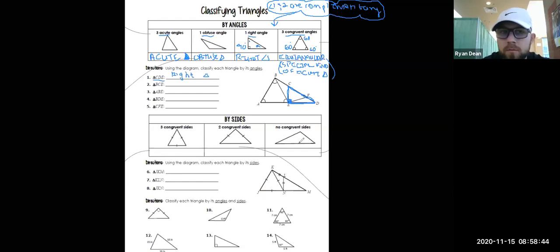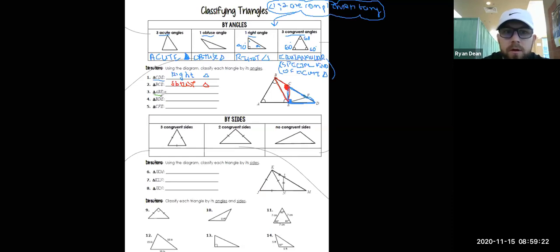Okay, the second one, BCE. We'll do this one in red. So we have B, C, and E. Now this one's a little difficult to classify just because we don't have any angle measures, but you can just tell that right here, this angle in red, is going to be bigger than 90 degrees. Okay, so if it's bigger than 90 but less than 180, that is an obtuse angle. So in this case, we have an obtuse triangle.